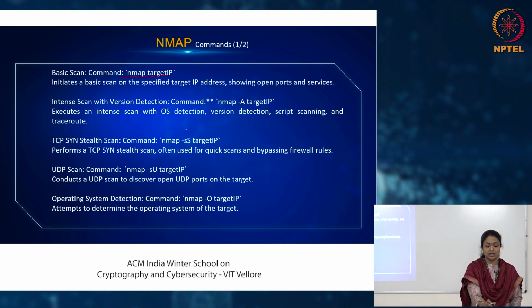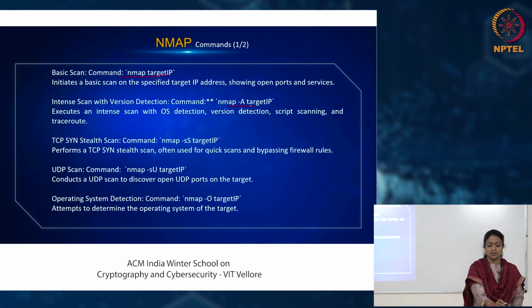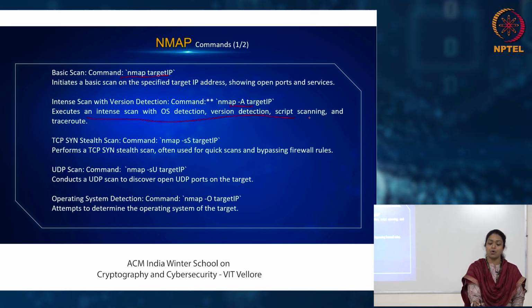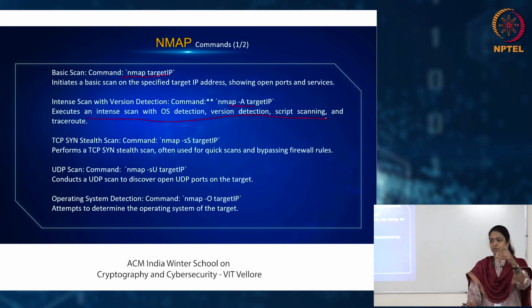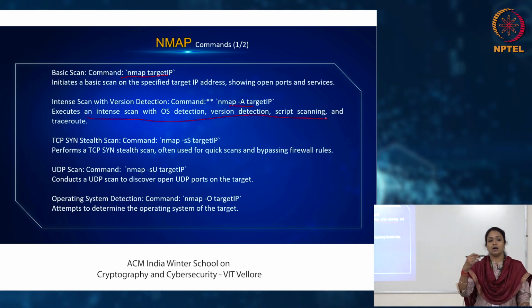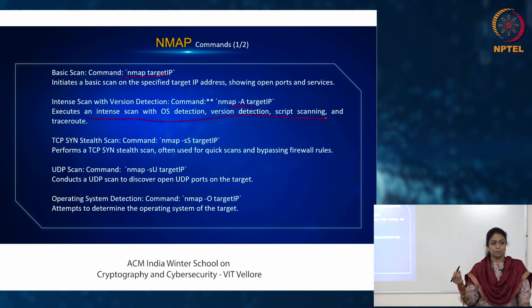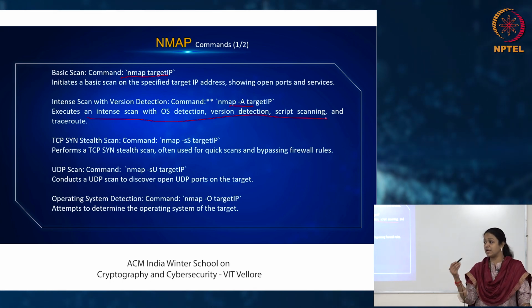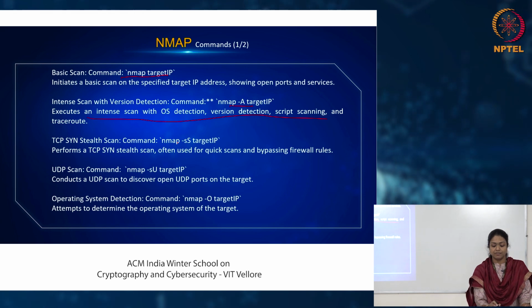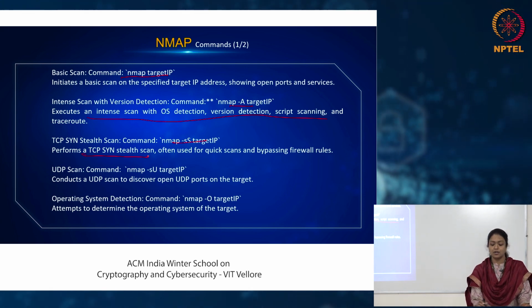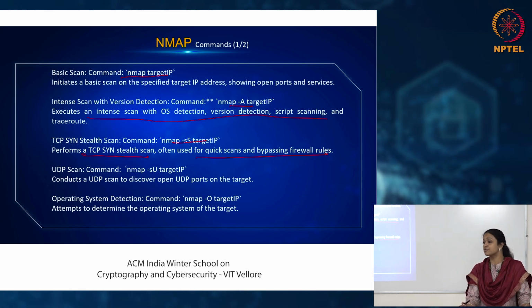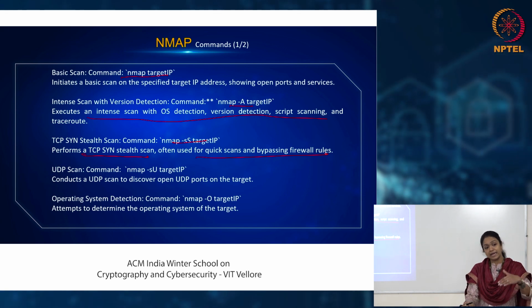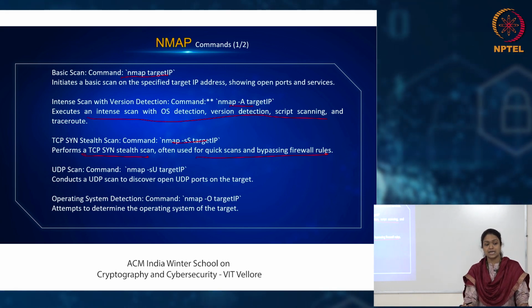So here if I give -A, then this is an intense scan. I can do OS detection, version detection, and a complete traceroute, how many hops there are in between from the source to the destination, everything they will get. And if I give -sS, then it is a TCP SYN stealth scan. If any firewall rules are present, it can evade those firewall rules and do it.